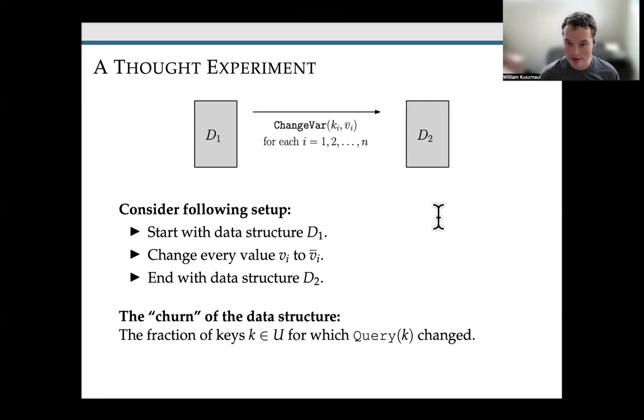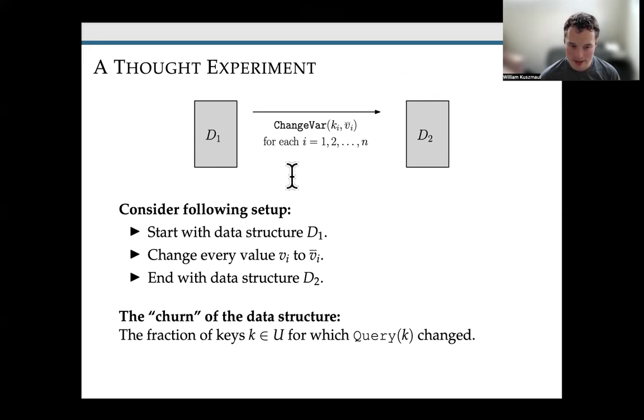And in order to construct this compression scheme, we're going to start with the following thought experiment. So imagine that we start with some data structure D1, storing n key value pairs. And suppose that we then use the change value function to change the value for every key in the data set. So for each of the n keys, we change its value from some v_i to some different value, v-bar_i. Now let's call the resulting data structure that we get from that D2.